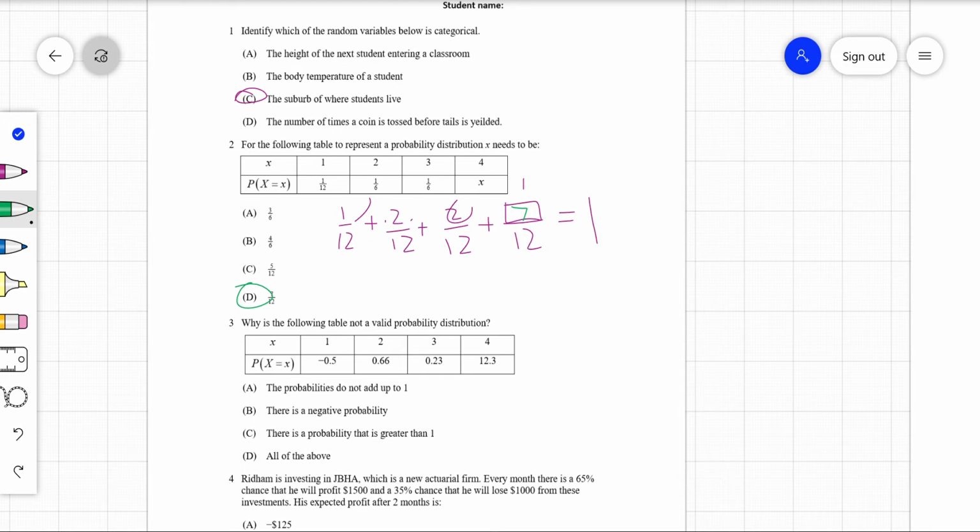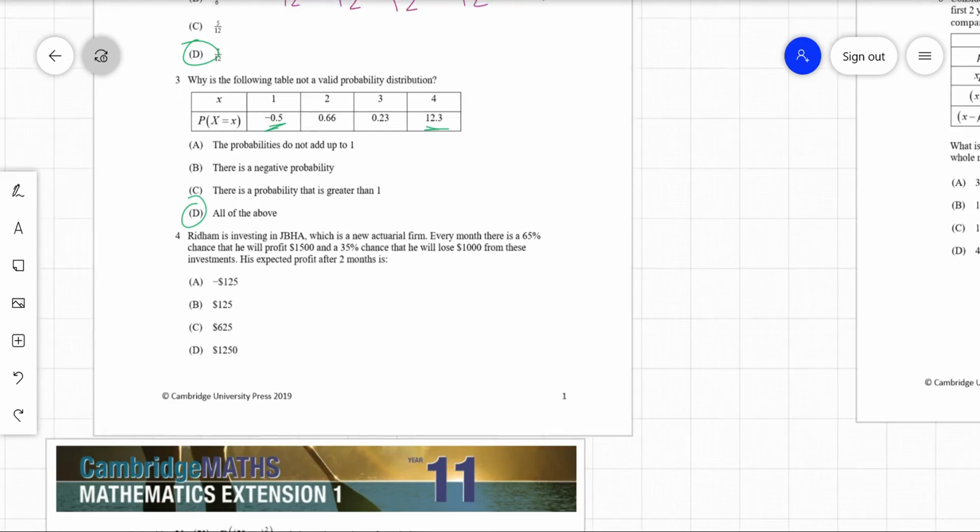All right, for question 3, which of the following is not valid? The probabilities do not add up to 1. I suspect they do not. There is a negative probability. Yep, that looks wrong as well. There is a probability greater than 1. Yep, that looks wrong as well. So, all of the above. We need to make sure those things are correct for it to be a probability distribution.